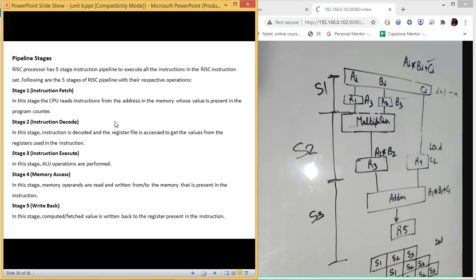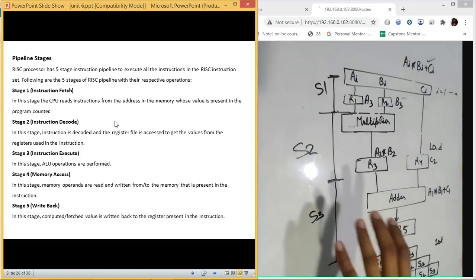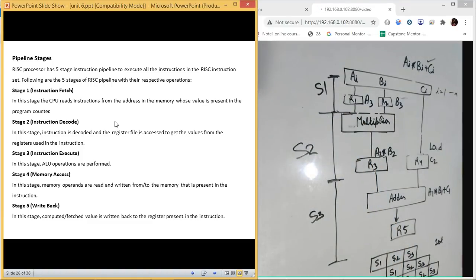Now, the first stage will be instruction fetch. It means that the data will be fetched from the memory, and then in the second stage it is decoded. In the third stage it is executed, in the fourth stage we perform the memory access, and in the last stage it is written back to the memory again. So there are different stages in different types of executions. In this execution we have only three stages.